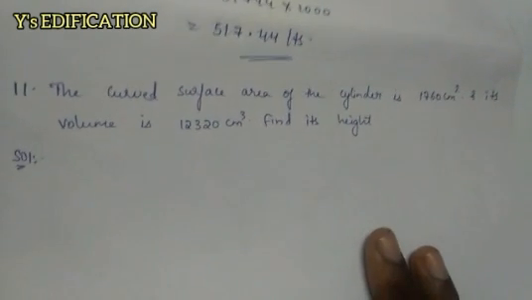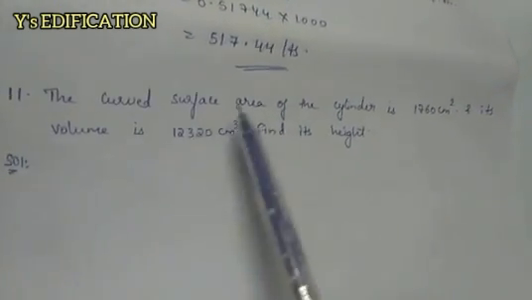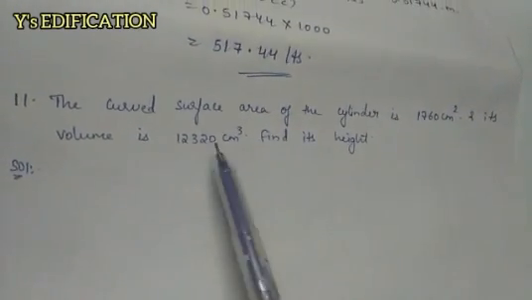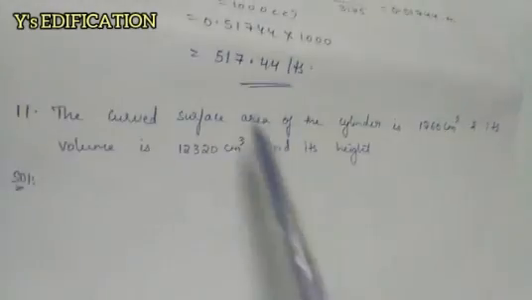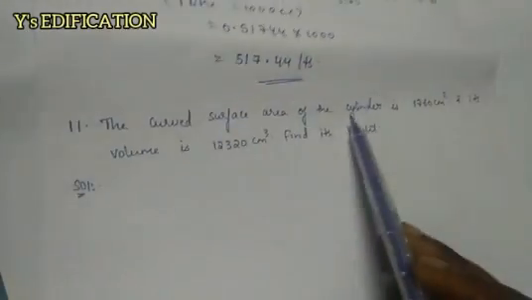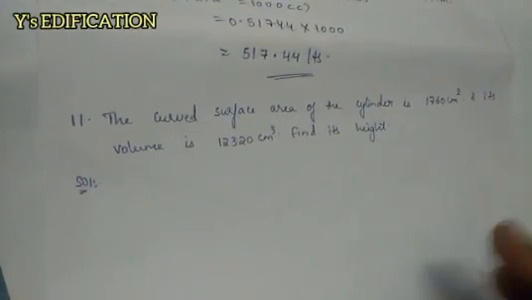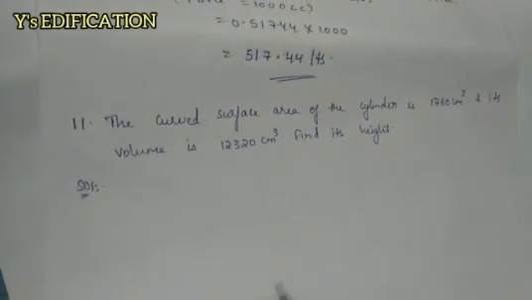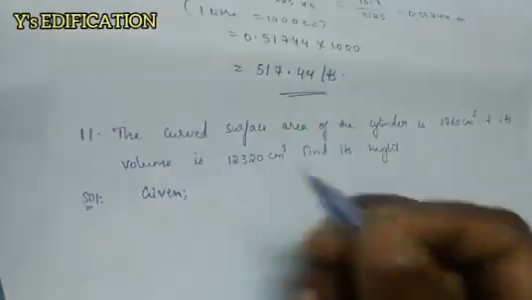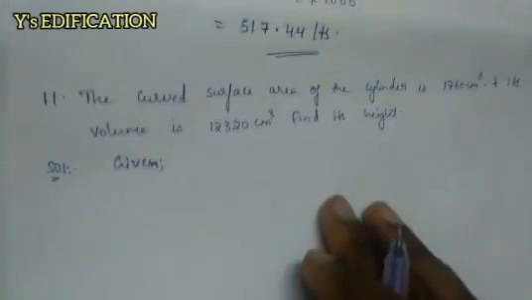And the final problem in the right circular cylinders. The curved surface area of the cylinder is 1760 centimeter square and its volume is 12,320 centimeter cube. Find its height. They gave the CSA of the cylinder and also the volume of the cylinder. We have to find the height. We have to equate both the volume and curved surface area. So first write down the given. In every problem we should write the given data. Given data is very necessary in every problem.